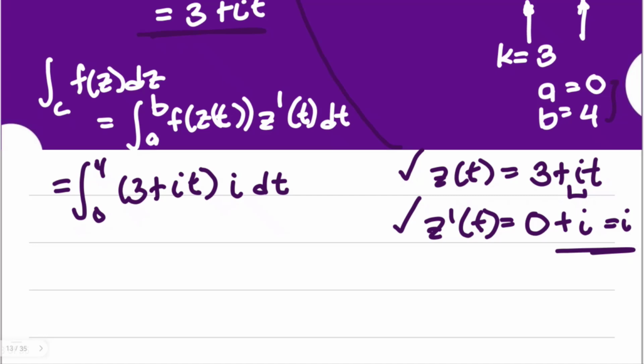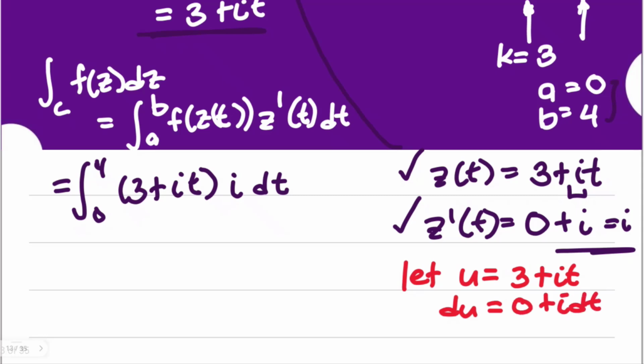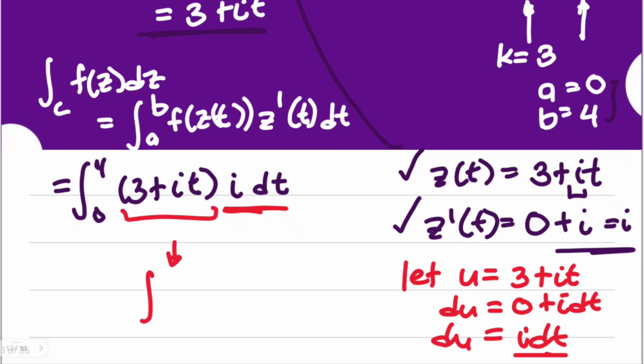Now, here comes one technique you can do. If I'm going to let u be 3 plus it, what is its first derivative with respect to t? That's 0 plus i dt, or simply i dt. That's your du. This is actually this one here, and your u is this. In short, this is already in the form of u du.